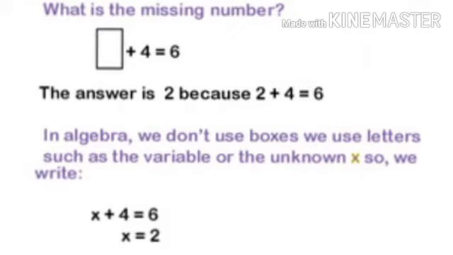Example 2. Here, what is the missing number? The answer is 2 because 2 plus 4 is 6. In algebra, we don't use boxes. We use letters such as the variable or the unknown x. So, we write x is equal to 2.